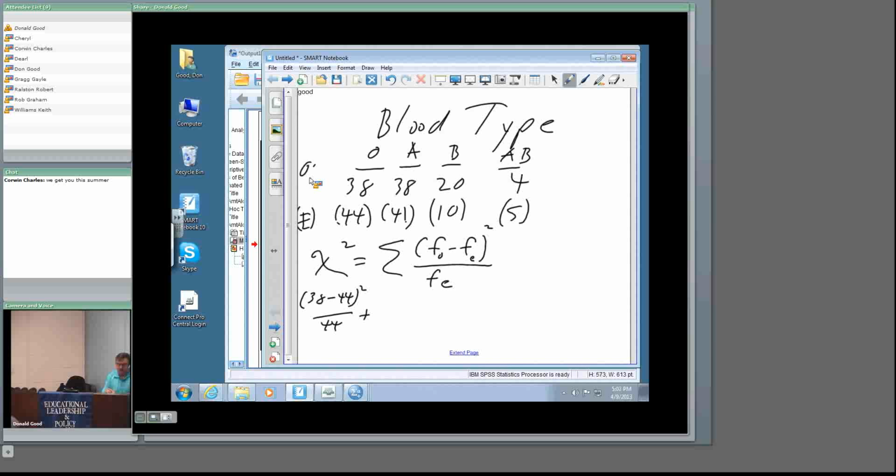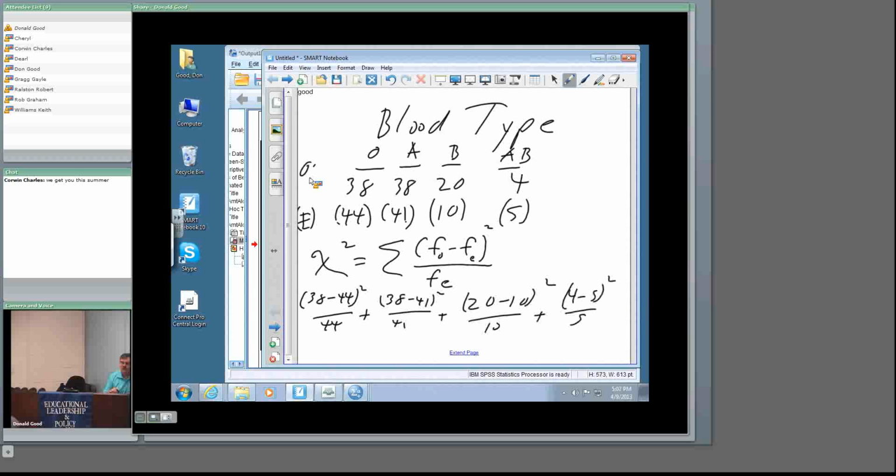And then you're going to divide by a positive, so you're always going to get positive numbers here. The next cell is 38 minus 41, whatever that is squared, divided by 41. The next is 20 minus 10, whatever that is squared, divided by 10. And the next one is 4 minus 5, whatever that is squared, divided by 5.